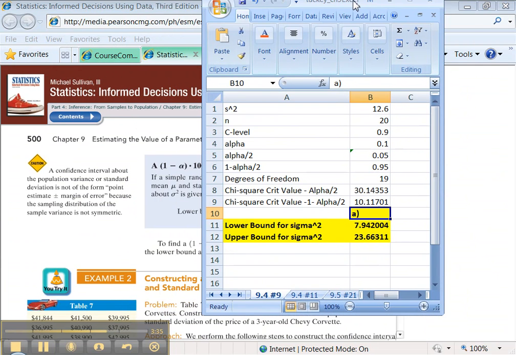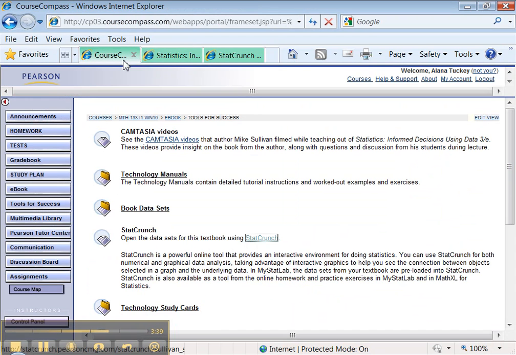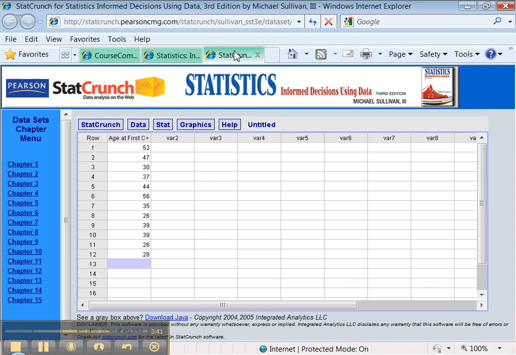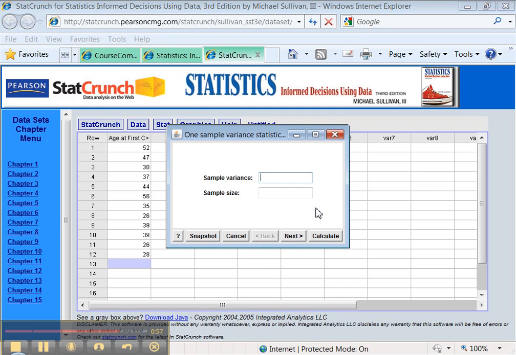A couple other things. First of all, I want you to know that StatCrunch will also do this problem for you pretty simply. If you go to the book, here I have it open, StatCrunch, and don't pay any attention to this data, we don't need it right now. You go to Stat, you go to Variance, see it right there. You're doing a one sample. You have a summary. Data is like when you have a column of data. We don't have data for this problem, we have a summary. So I click with summary.